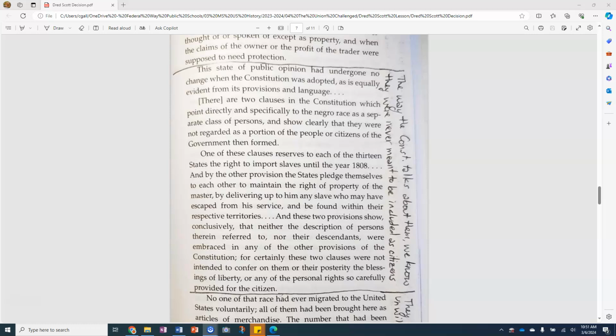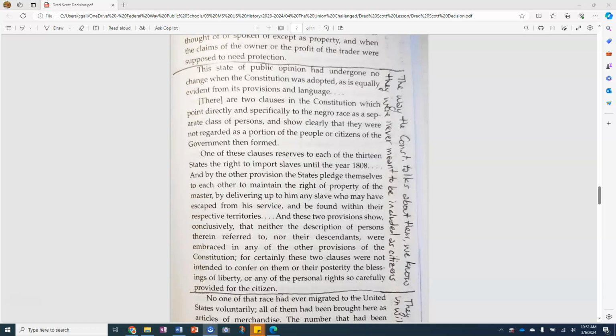1808. And by the other provision the states pledged themselves to each other to maintain the right of property of the master, and by delivering up to him any slave who may have escaped from service and be found within their respective territories. And these two provisions show conclusively that neither the description of persons therein referred to, nor their descendants, were embraced in any of the other provisions of the Constitution, for certainly these two clauses were not intended to confer on them or their posterity the blessings of liberty, or any of the personal rights so carefully provided for the citizen. All right, so now he's getting back into some of what I was telling you about.